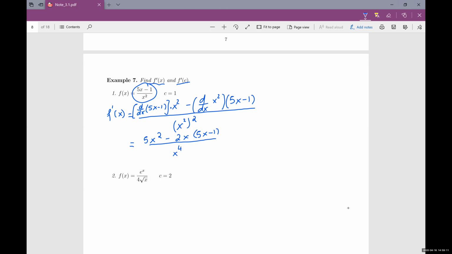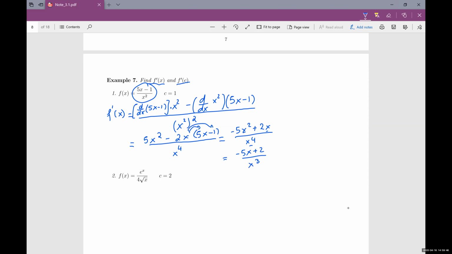Okay. If you want to simplify it a little further, you can distribute in here and then simplify the numerator. So you have 5x squared minus 10x squared, which gives you negative 5x squared, minus 2x plus 2x... negative 2x times negative 1, which is positive 2x, over x to the 4th, right? And then you can simplify it a little further. You have x here, x here, x here. You can divide every term by x to get negative 5x plus 2 over x cubed.